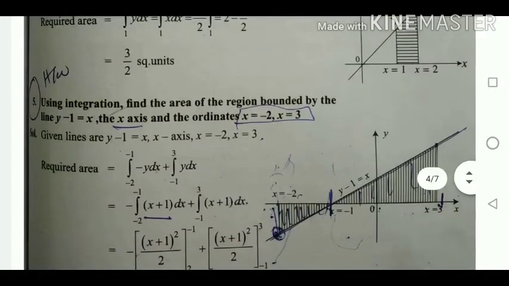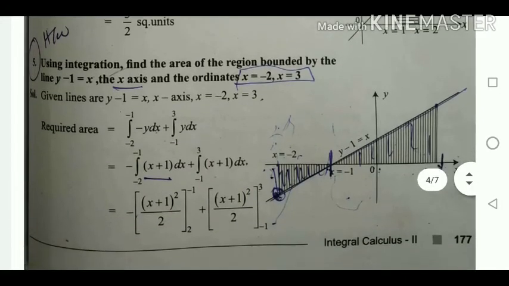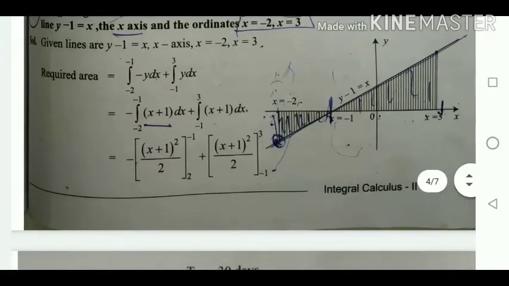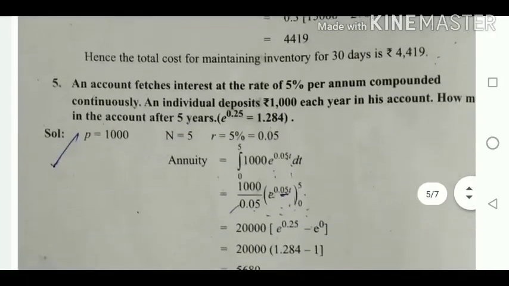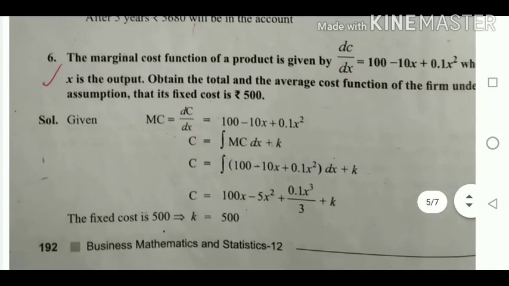So using integration, find the area of the region bounded by the line. Here the 2 points are given, so you have to find nearly 2 areas. After that you add it. Okay, the next sum is like this.